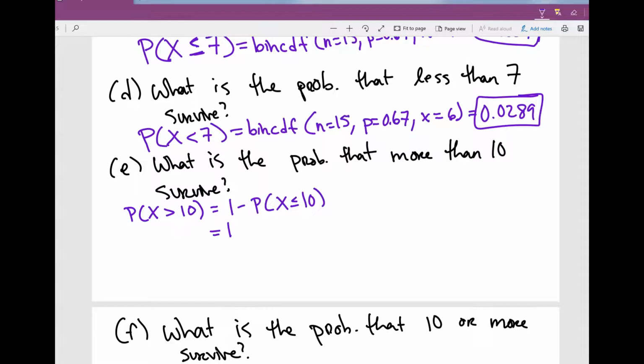We can't do anything with the 1. This part is just a binomial CDF because it's less than. N equals 15, P equals 0.67, and X is equal to 10 because it's including the 10 in this case. Notice it's not including it over here, but we're including it here, and then we're subtracting it from 1 to get the other thing. So we're going to have 1 minus, let's figure out what this is.